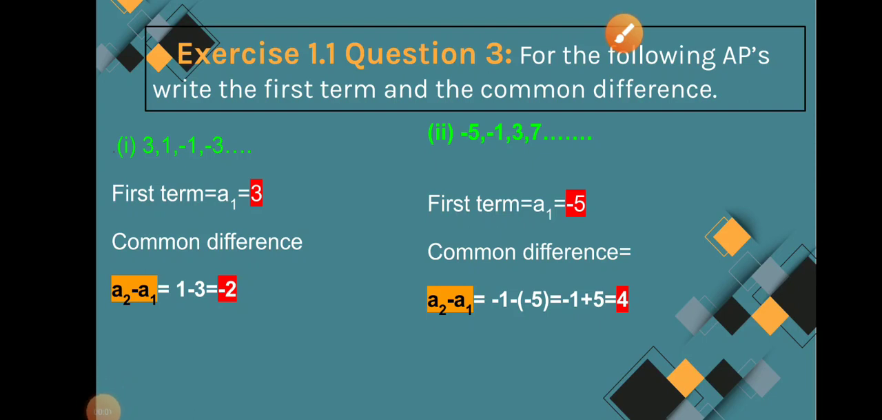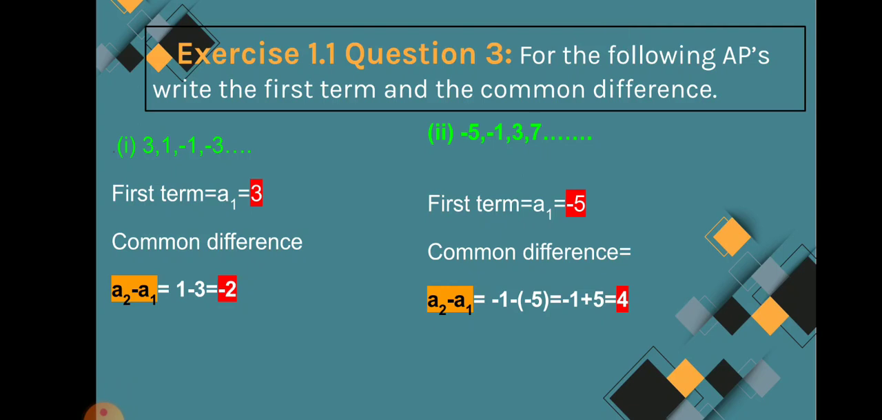Exercise 1.1, question number 3. Here the heading is question number 3. We have sub questions. For the following APs, write the first term and common difference. In previous question number 2, they gave first term and common difference. We solved finding AP, arithmetic progression. Now using AP, we have to find first term and common difference. It is very easy. Just observe.